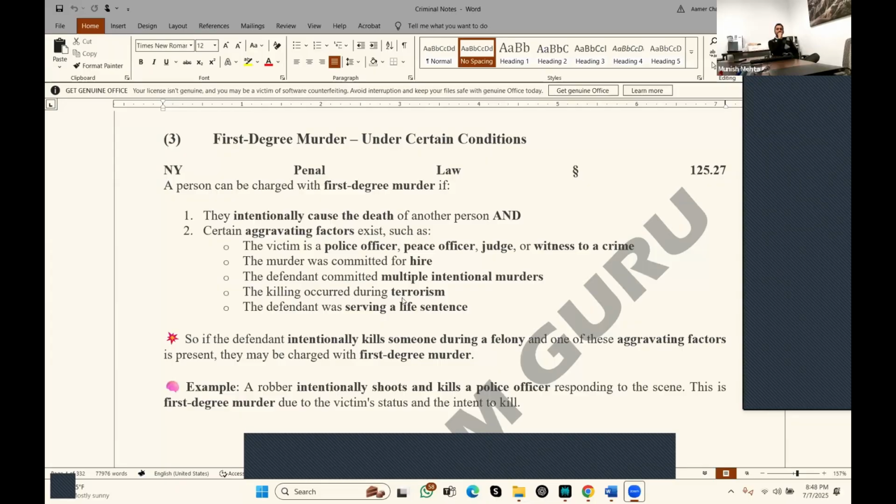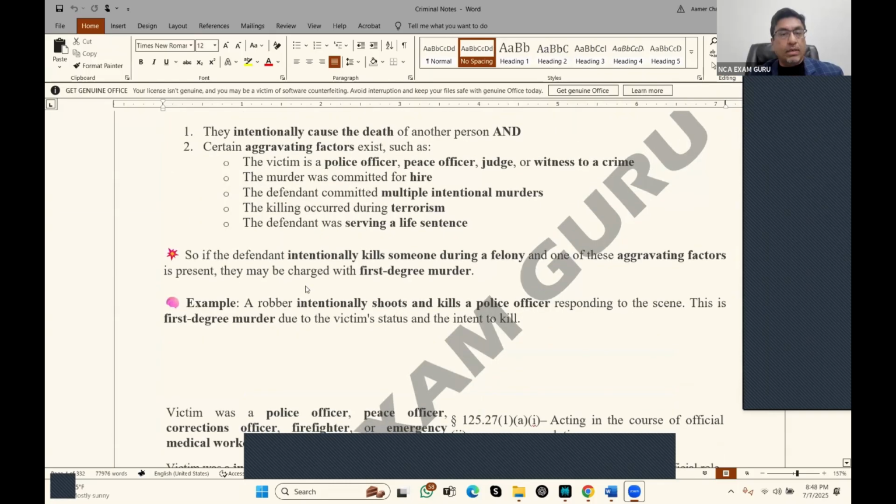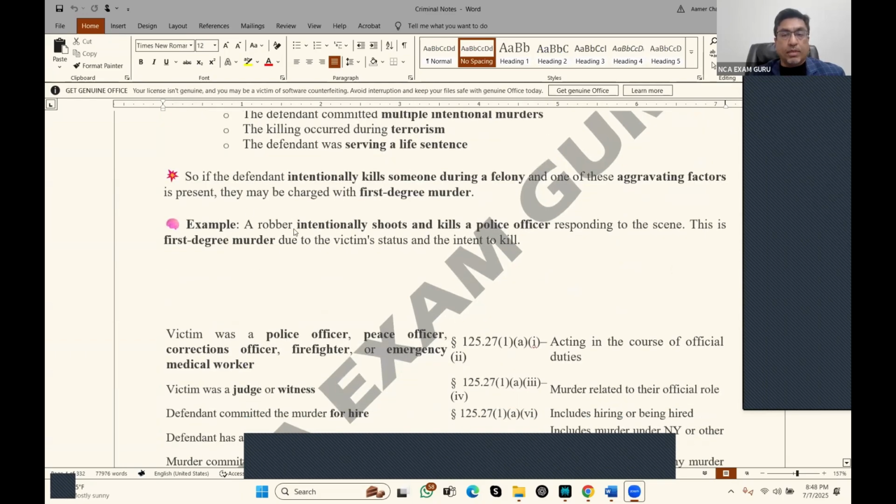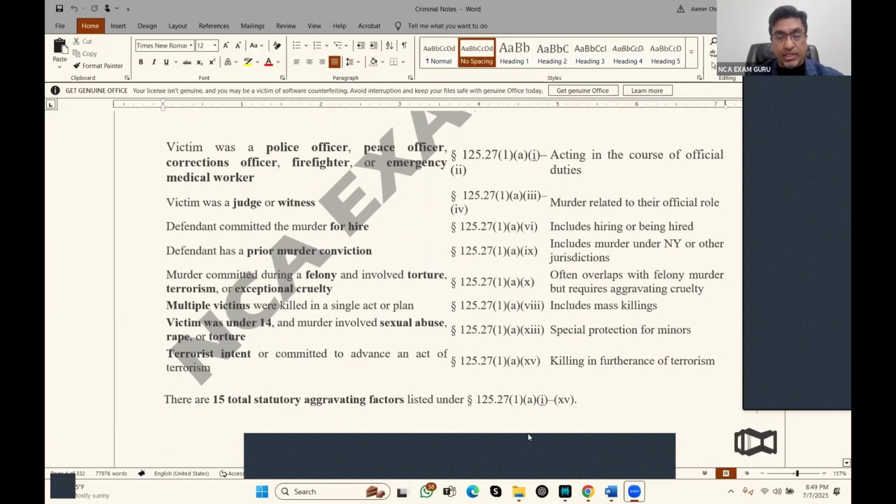The killing occurred during terrorism. The defendant was serving a life sentence. So if the defendant intentionally kills someone during a felony and one of these aggravating factors is present, don't worry about the felony, you will be confused. Example: a robber intentionally shoots and kills a police officer responding to the scene. This is first degree murder due to the victim's status and the intention to kill. So what is the victim status? Police officer.